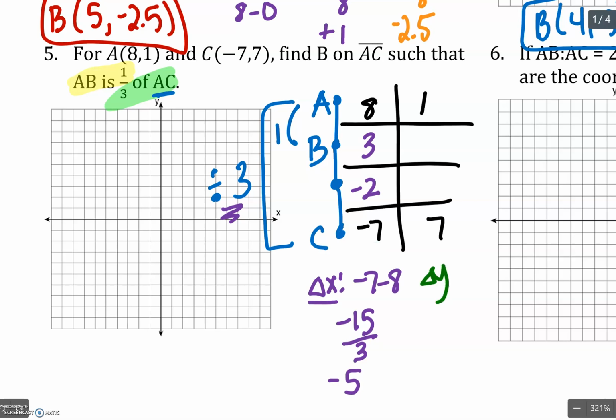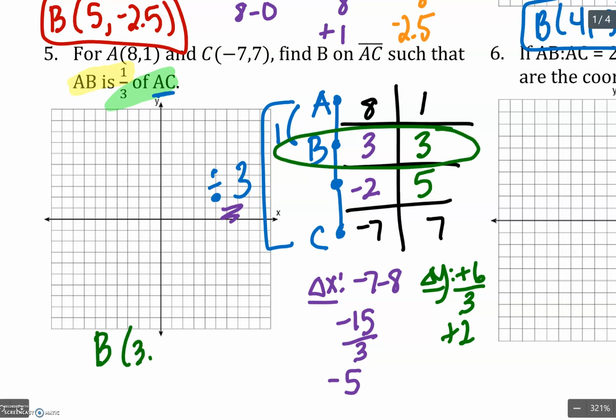For our change in y values, to get from 1 to 7, we have to add 6. Divide that into the 3 parts, and add 2 for each row. 1 plus 2 is 3, plus 2, etc. And then our final answer is point B, (3, 3).